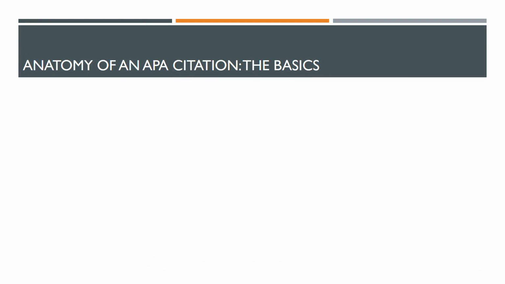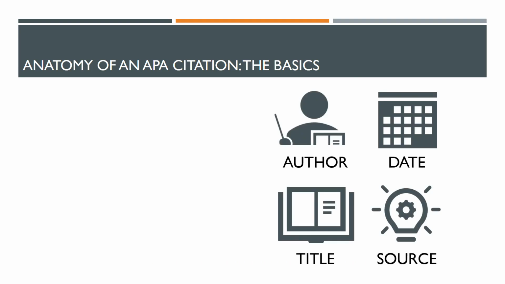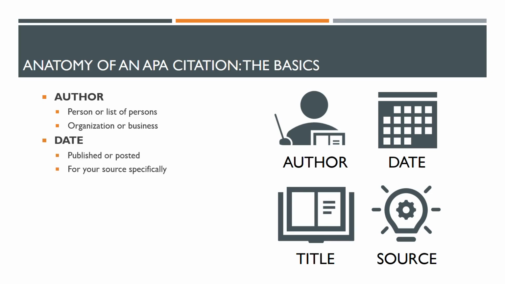APA citation style breaks all citations down into 4 segments of information: the author, the date, the title, and the source. These are placed in this order, but what goes into each segment depends on the type of source you're using and what information is available for that source. The author information can be a person or a list of persons, or an organization or a business. The date should be the date the specific source you're using was published or posted or last updated.